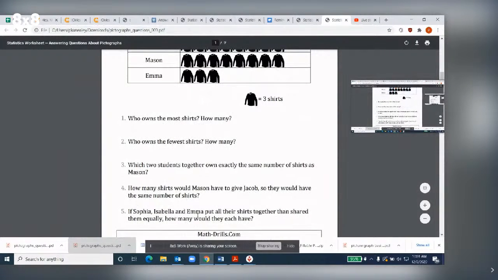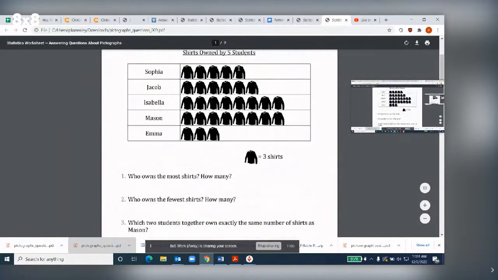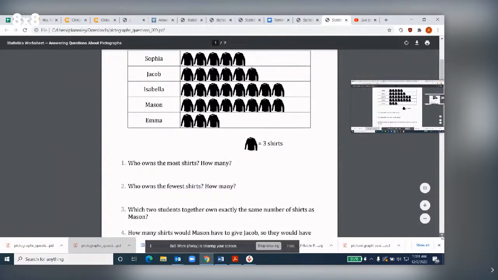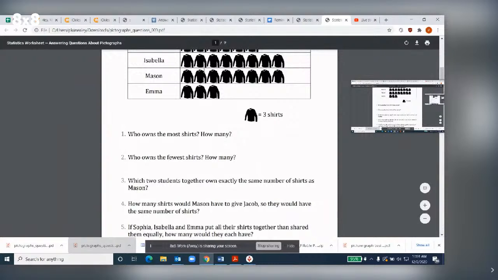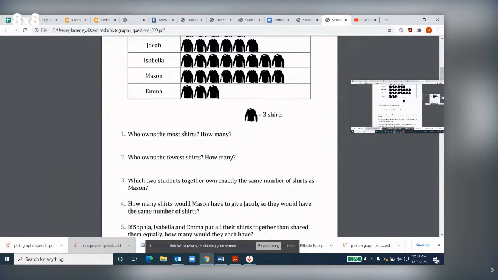If Sophie, Isabella, and Emma all put their shirts together and shared them equally, how many would they each have? So Sophie has 5, Isabella has 8, so that's 13. And Emma has 3, so that's 16. 16 times 3 is 48. So 48 divided by 3 would be 16.